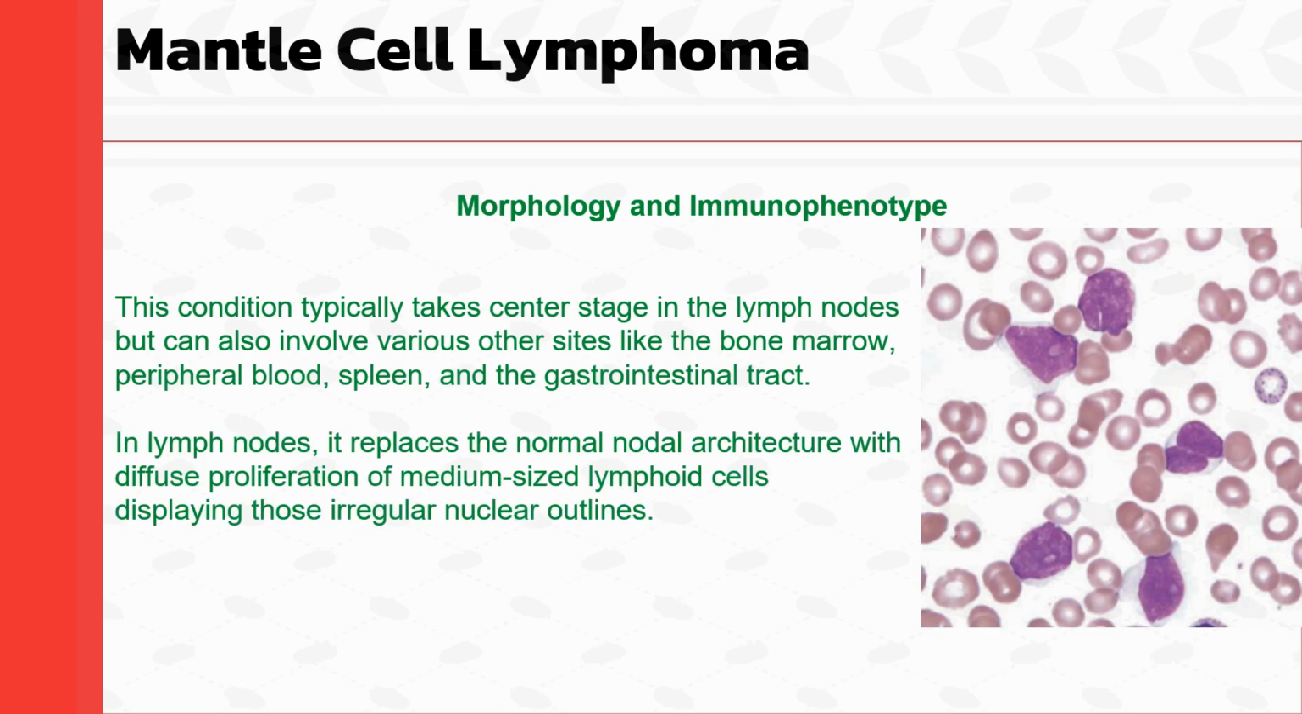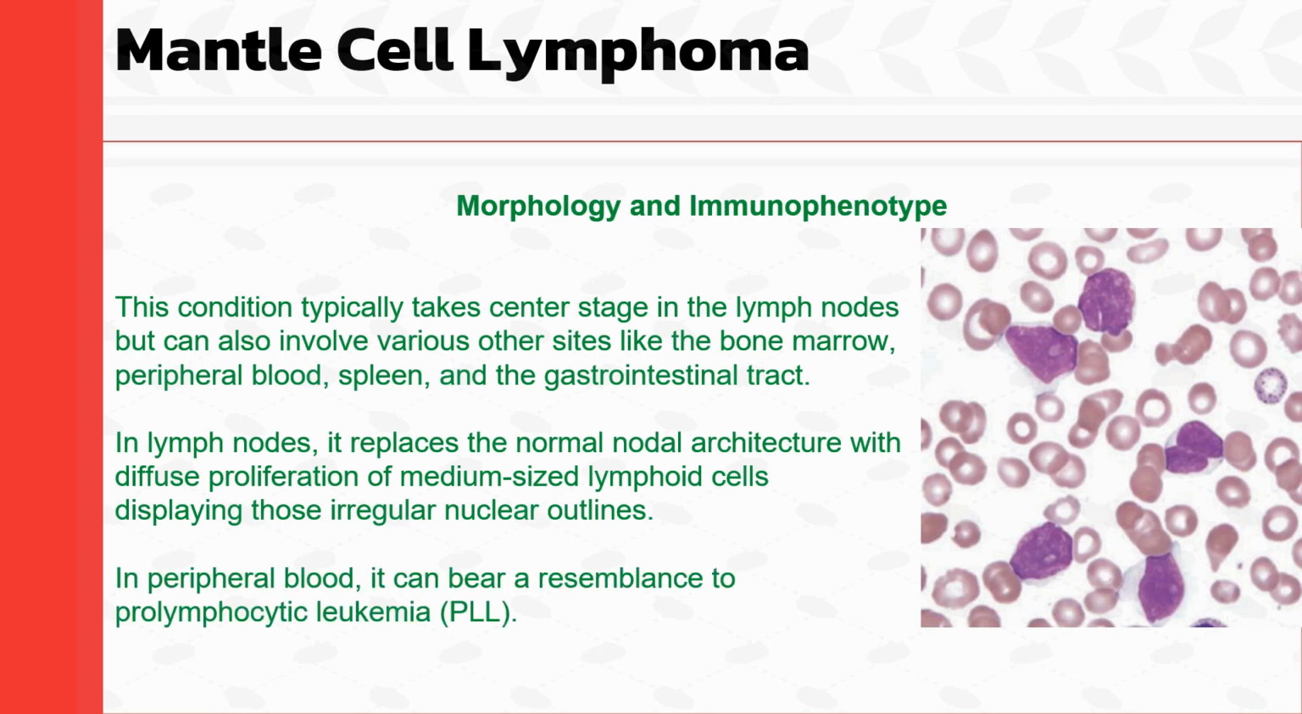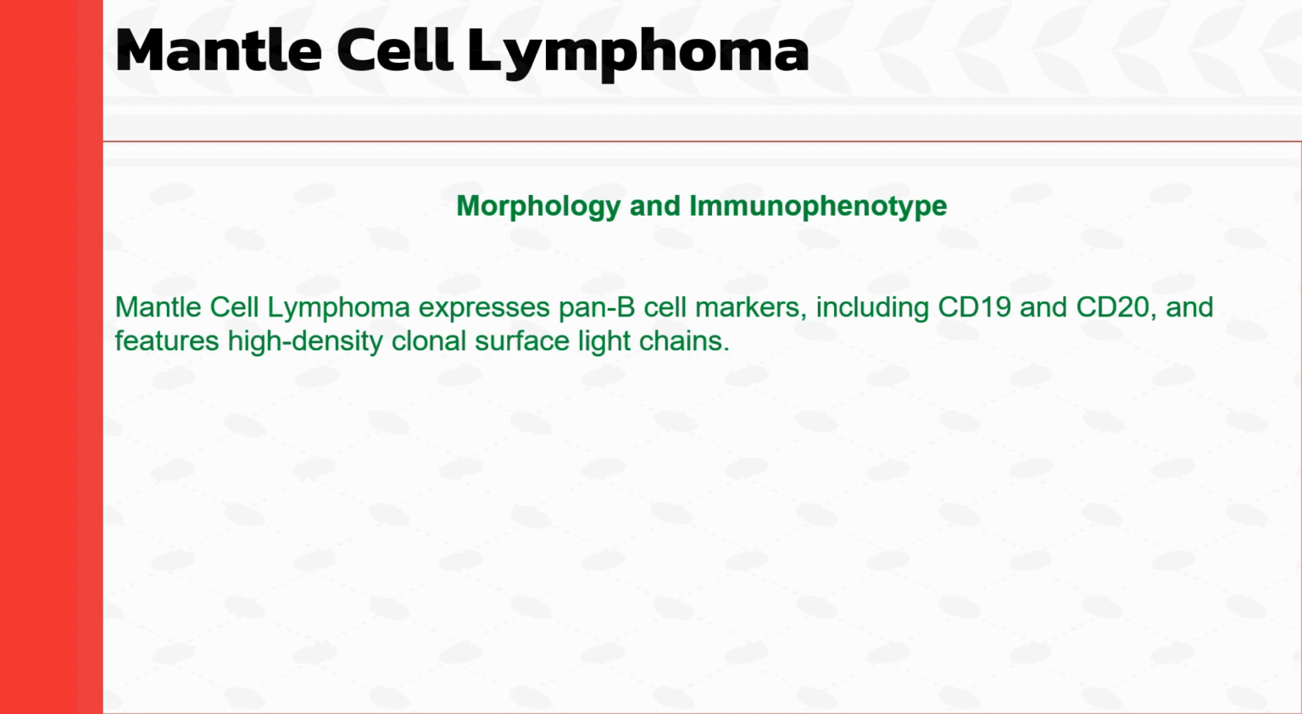In lymph nodes, it replaces the normal nodal architecture with a diffuse proliferation of medium-sized lymphoid cells displaying those irregular nuclear outlines. In peripheral blood, it can bear a resemblance to prolymphocytic leukemia, PLL. Mantle cell lymphoma expresses pan-B cell markers, including CD19 and CD20, and features high-density clonal surface light chains. It also co-expresses CD5 but lacks CD23 expression.